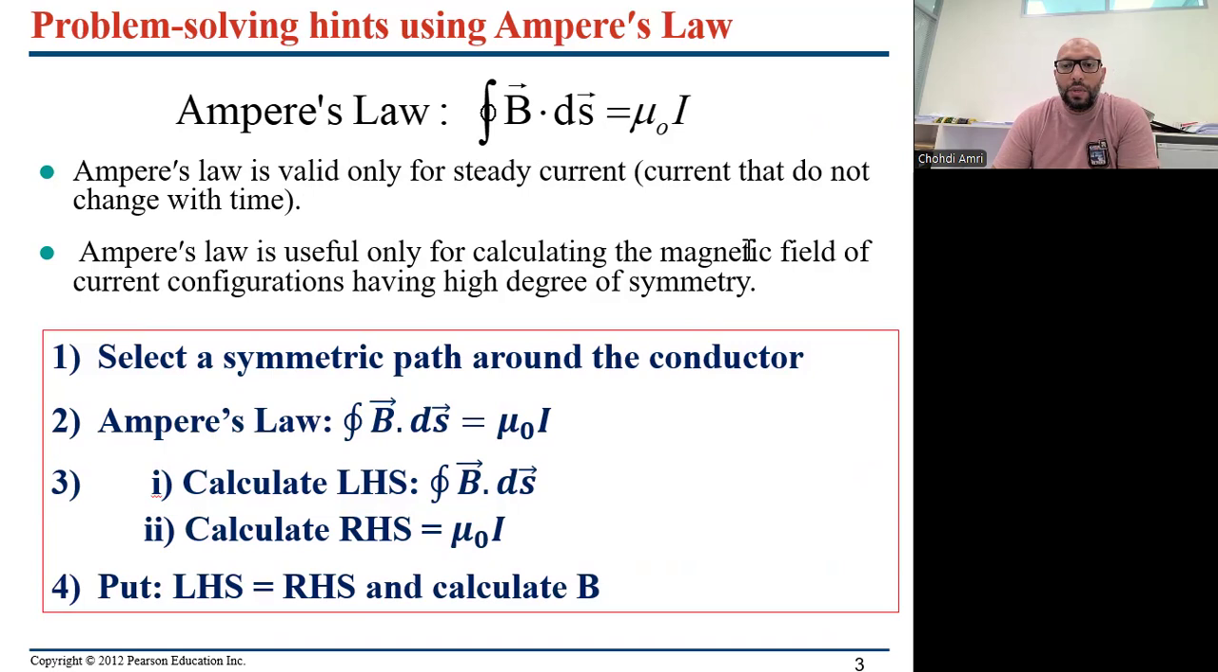So let's repeat Ampere's law. The line integral of B·ds, where B is the magnetic field, ds is the line element, mu naught is the permeability of free space, and I is the current enclosed by the path. Okay, let me take another slide and explain step by step. Ampere's law states that the line integral of B·ds equals mu naught I enclosed. As you know, B is the magnetic field.